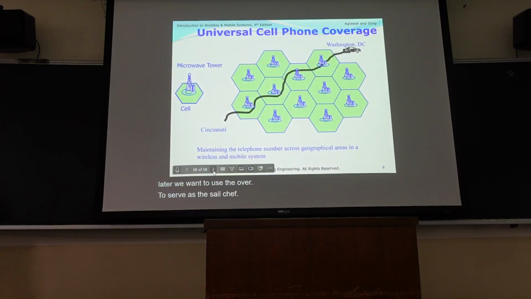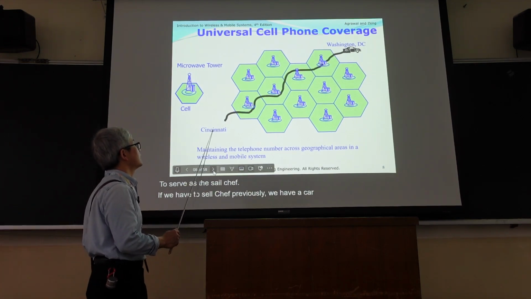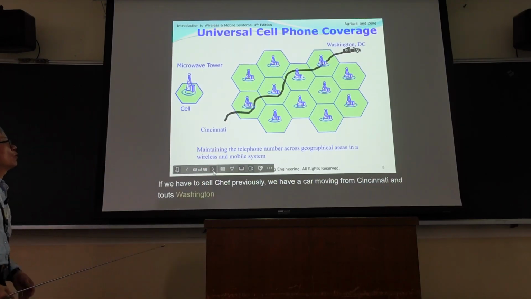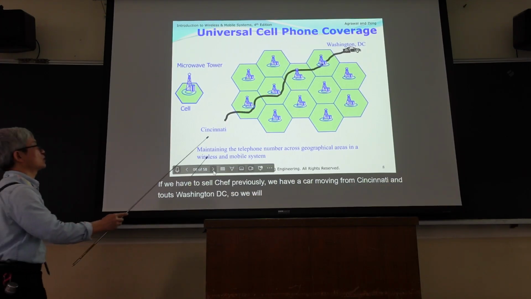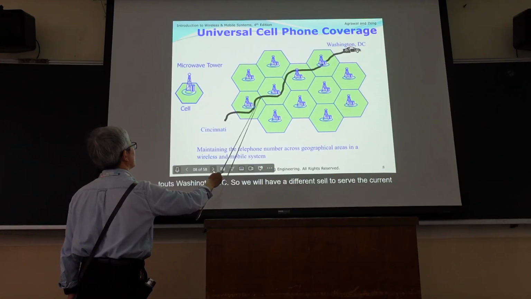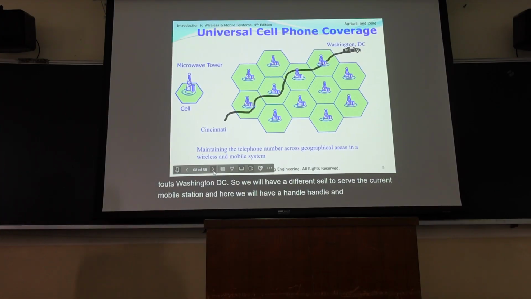If we have a cell shape, previously we have a car moving from Cincinnati towards Washington, D.C. So we will have a different cell to serve the current mobile station. And here we will have a handoff, and there are many kinds of handoff.